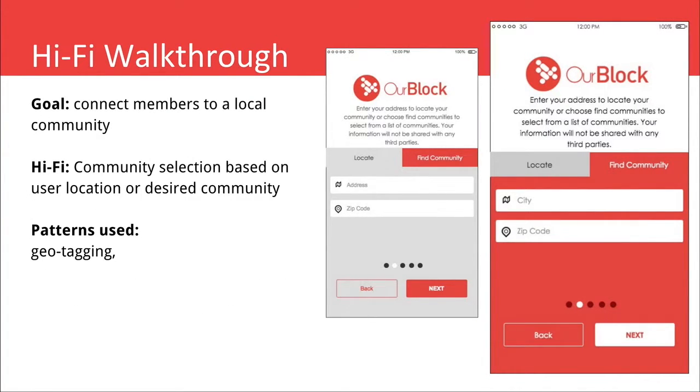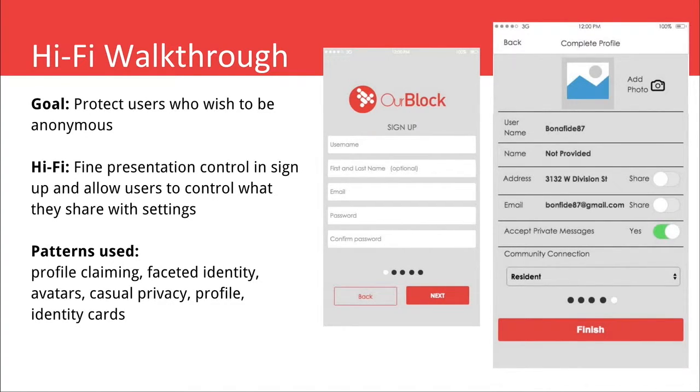Here we will provide a walkthrough of our high-fidelity prototype. Our first goal was to connect members to a local community. We achieved this via community selection based on user location and desired community. The pattern used here was geotagging. Our second goal was to protect users who wish to be anonymous. We designed for this goal by providing fine presentation control in the sign-up process and by allowing users to control what they share within their settings. The patterns used here are profile claiming, faceted identity, avatars, casual privacy, profile, and identity cards.